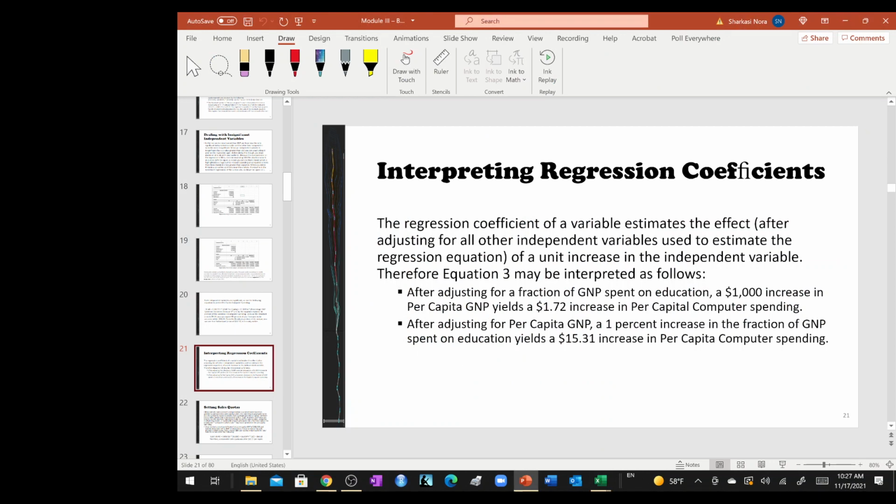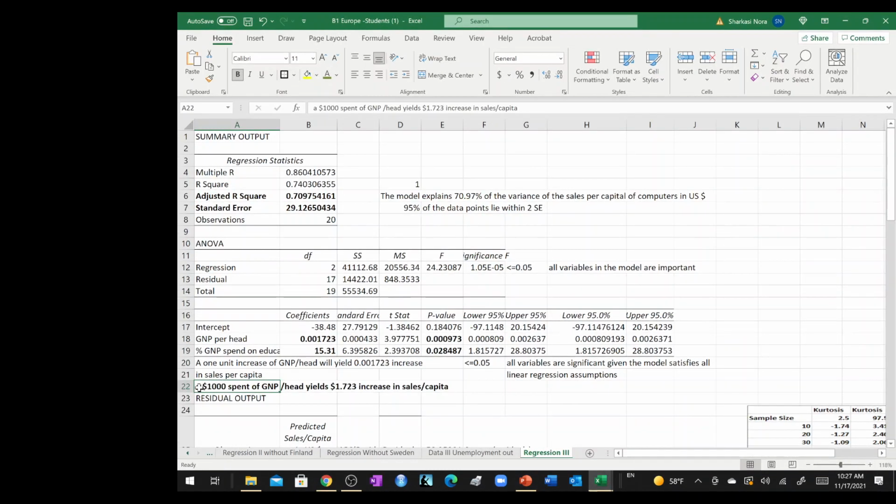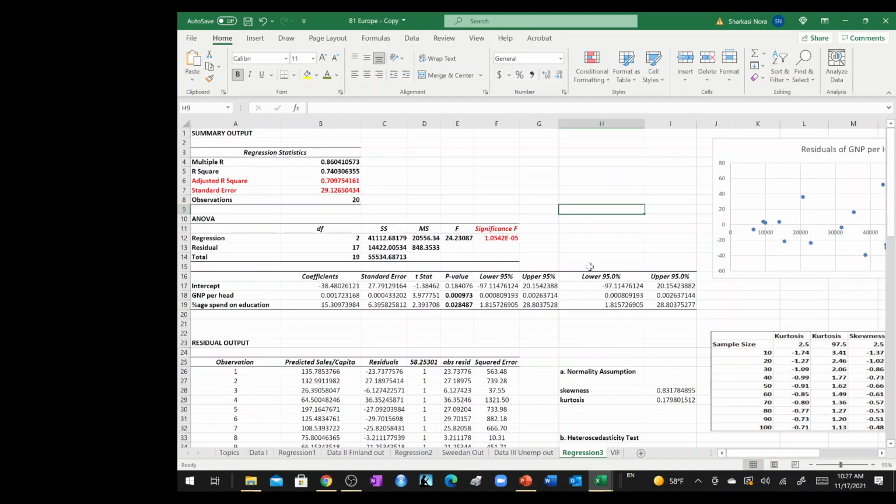After adjusting for per capita GNP, of course, you always need to say that, you know why? Because you have more than one independent variable. This is not simple linear regression. So we always have to say keeping other variables constant, or after adjusting for a fraction spent on this and that. Depending on the area, you should be an expert so that you can write it really nicely.